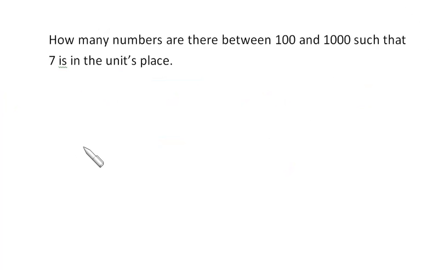Now friends, let's do this question. How many numbers are there between 100 and 1000 such that 7 is in the units place? Now 100 to 1000, that means we are asked about the 3-digit numbers, right? 1, 2, 3. Now for the units place, we have a single choice, that only number 7 can come. So I put 7 at the units place and I have one choice only. So I just write one choice over here.